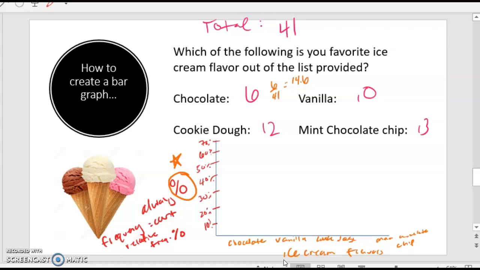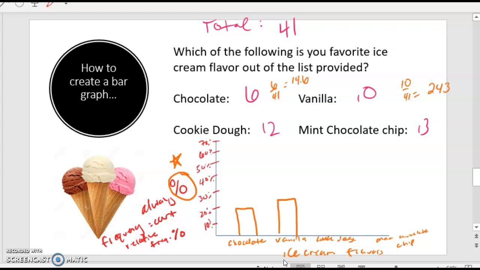So 14.6 like chocolate. I'm going to draw a bar up to 14.6. Go on to vanilla. 10 divided by 41 is 24. So 10 over 41 is 24.3%. Because these are categories, the bars are separated.